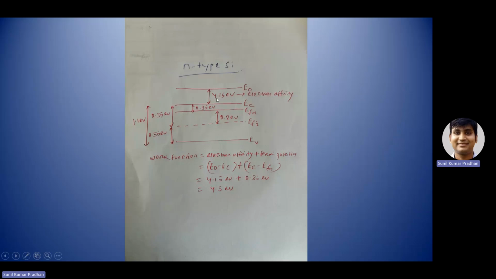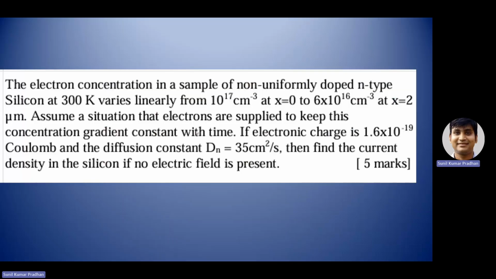So what will be the work function? As I said, work function is the amount of energy required to move the electron from the Fermi energy level to the free space. So this is my work function: 4.15 eV plus 0.35 eV. So this is my total work function, which comes to 4.5 eV. So we see that the work function of an n-type silicon substrate is less than the work function of the p-type silicon substrate. Okay. Now let's go to the next question.